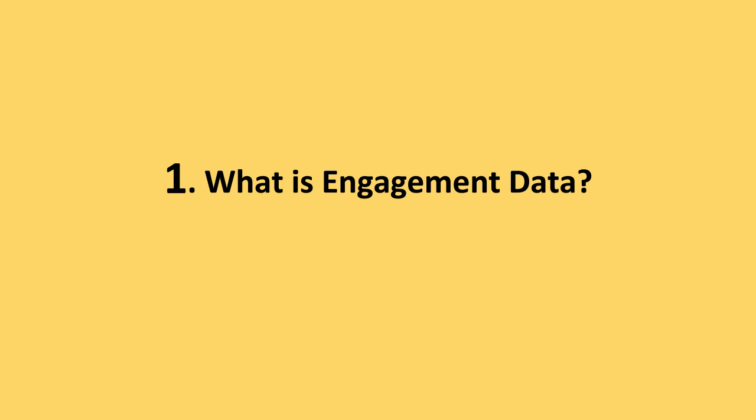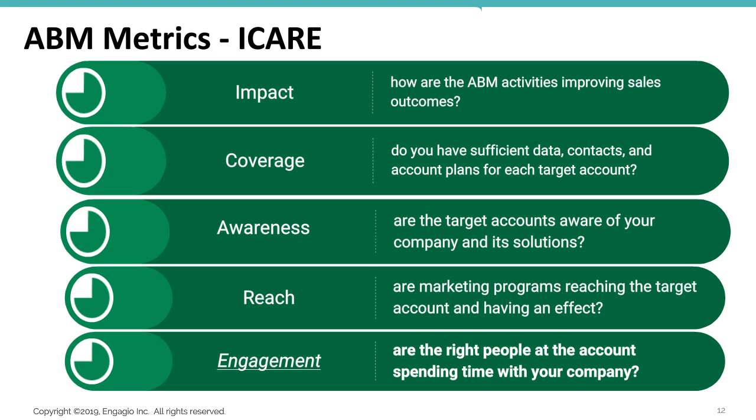So first we'll start with context around what is engagement data. This is an easy way to remember some key ABM metrics. We call it ICARE: impact, coverage, awareness, reach, and engagement. So really when you're looking at your programs as a marketer, are my programs making a big impact? Are those activities improving sales outcomes? Are they moving to more meetings? Are we moving stuck opportunities, for example?